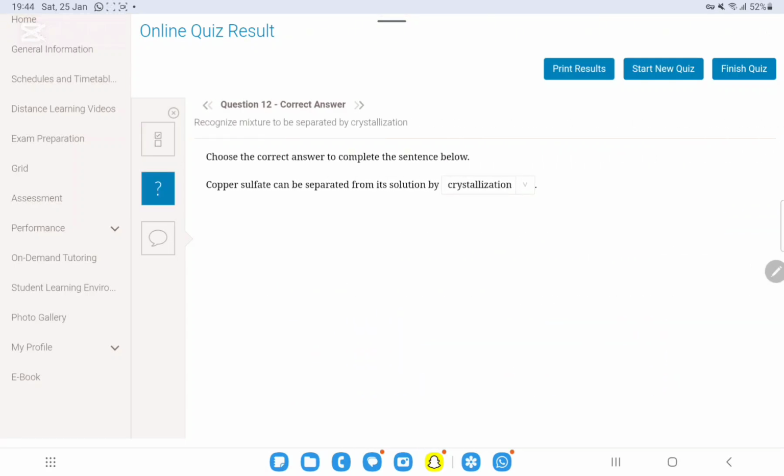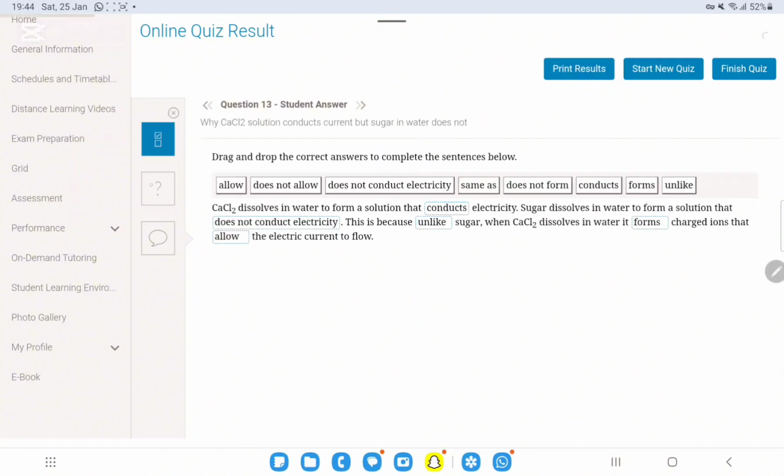Copper sulfate can be separated from its solution by crystallization. You need to memorize this. Copper sulfate is by crystallization.